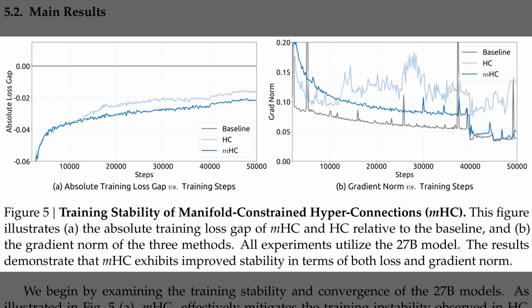Alright, while the previous figure showed the initial impact, Figure 5 provides a detailed look at training stability for the 27 billion parameter model. Panel A tracks the absolute training loss gap, demonstrating that the manifold-constrained approach reaches a final loss reduction of 0.021. Panel B looks at the gradient norm, which measures the magnitude of the mathematical steps the model takes to improve. The unconstrained hyperconnections exhibit erratic spikes in light blue, whereas the dark blue line for the manifold-constrained method remains as smooth as the baseline. This consistency is vital because it proves that manifold constraints prevent signal explosions in large systems.